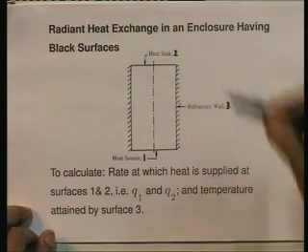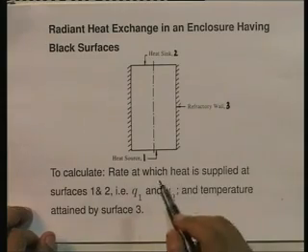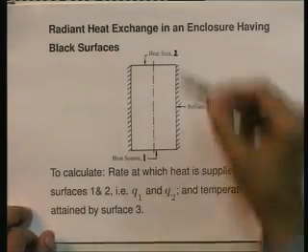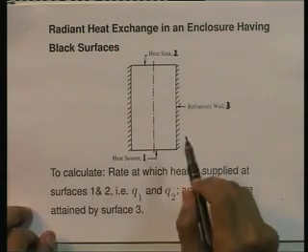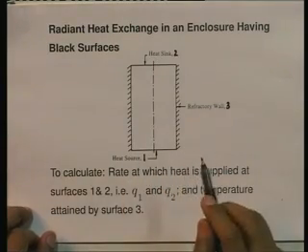We would like to find in this case the values of Q1 and Q2 and also find what is the temperature attained by the wall 3, the curved wall 3. Again I repeat, although I have shown a cylindrical enclosure, it could be any 3 surface enclosure. It does not have to be a cylinder at all. All right.